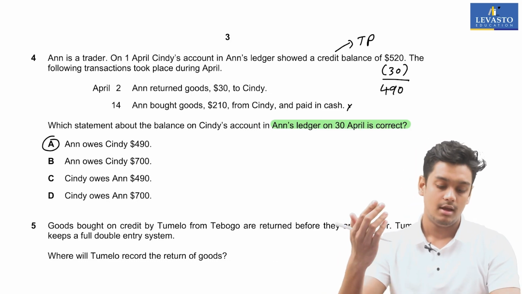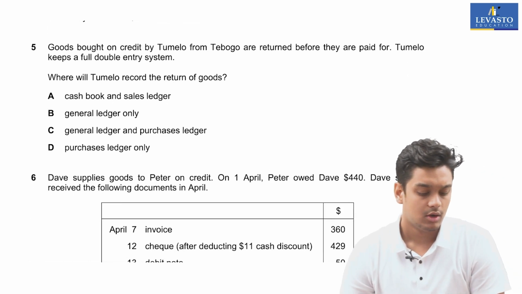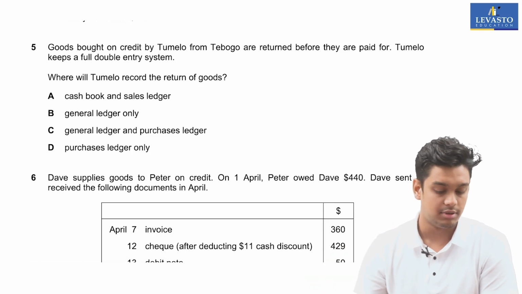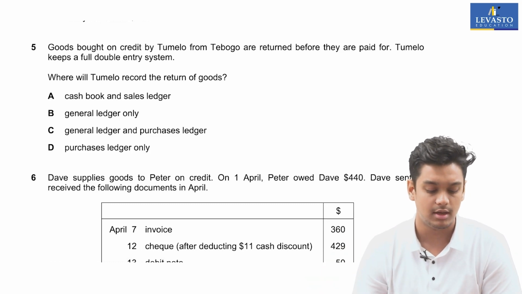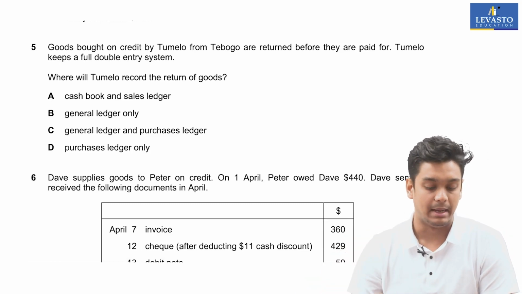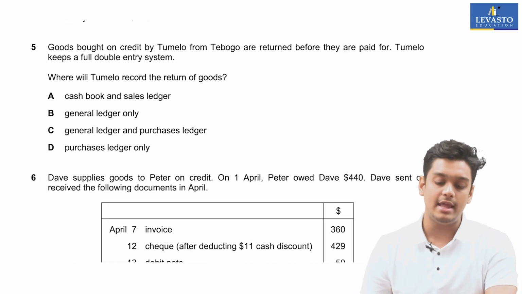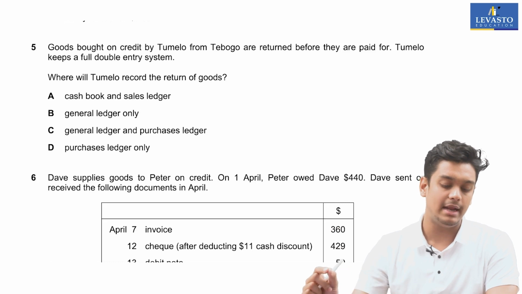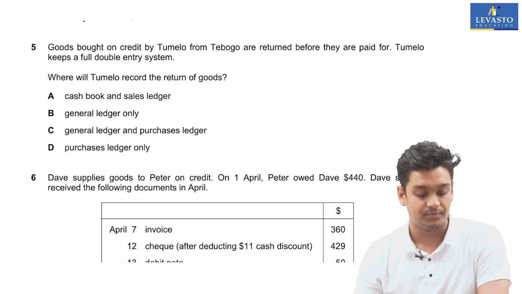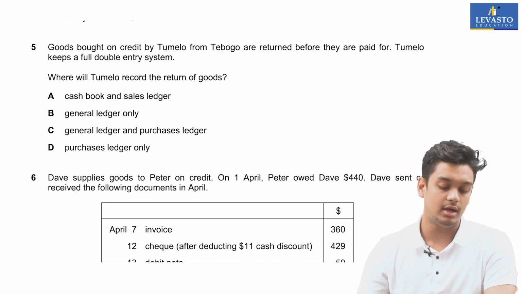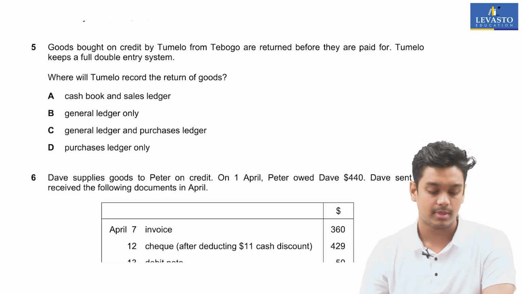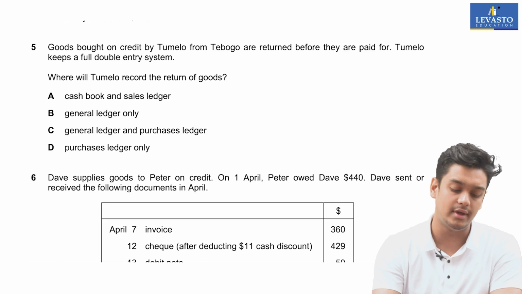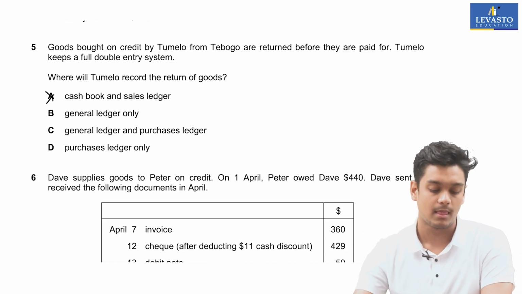Right? Next one, 5th question. Goods bought on credit by T from 10. Let me just make the names simpler. Bought on credit by 2 from 10, are returned before they are paid for. TUM keeps a full double entry system. Where will TUM record the return of goods? Cash book, now I don't see any cash transaction that happened over here. So the answer is not A.